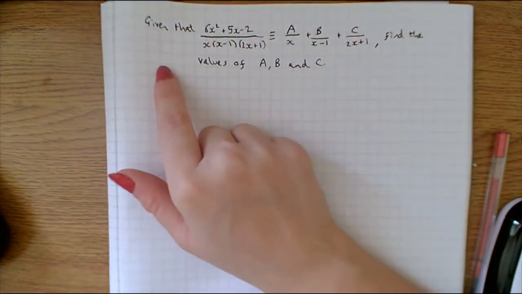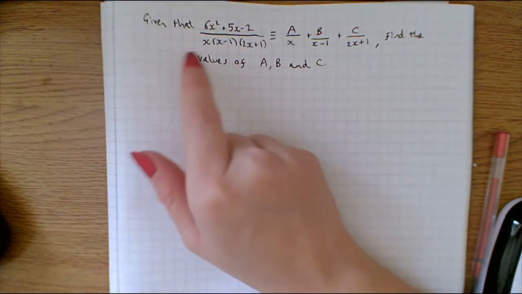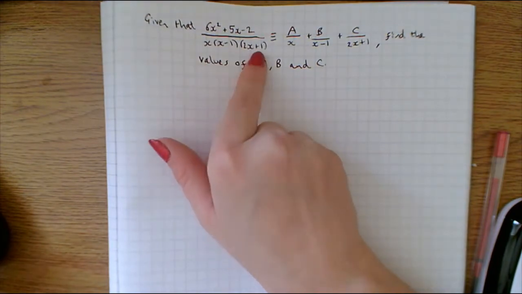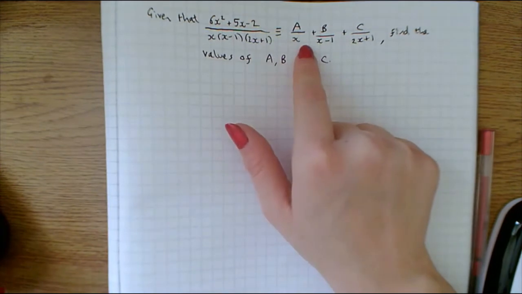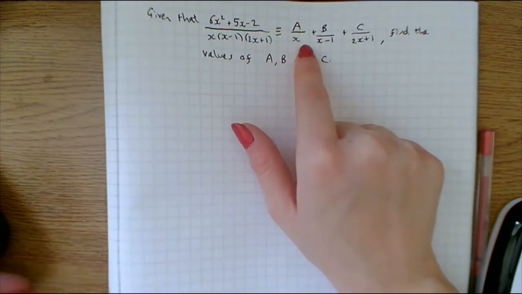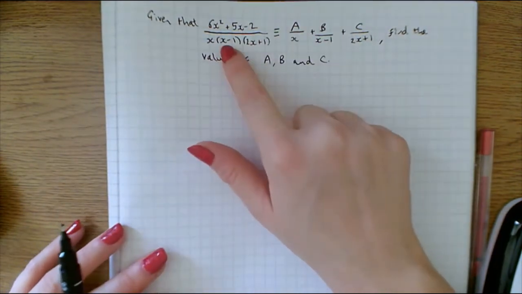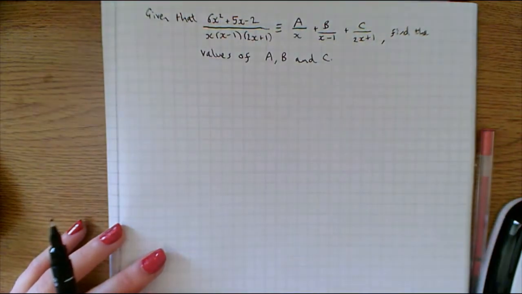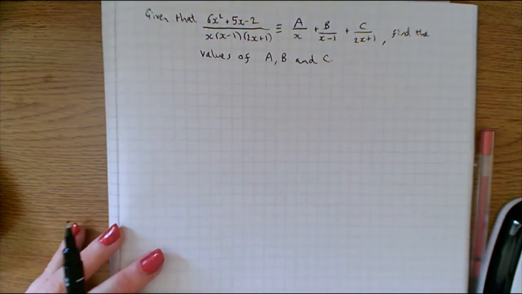Okay, so year 12 second example. This is a tiny bit harder because here we've got 3 different linear expressions in the denominator of a fraction, so it's going to end up being written as 3 separate fractions. So it's going to be a over x plus b over x minus 1 plus c over 2x plus 1, and we need to find the values of a, b and c.